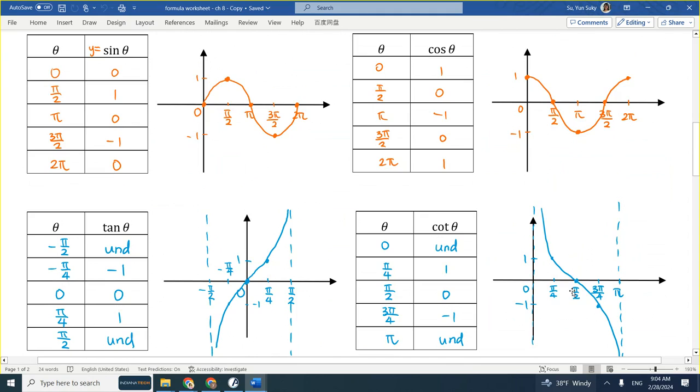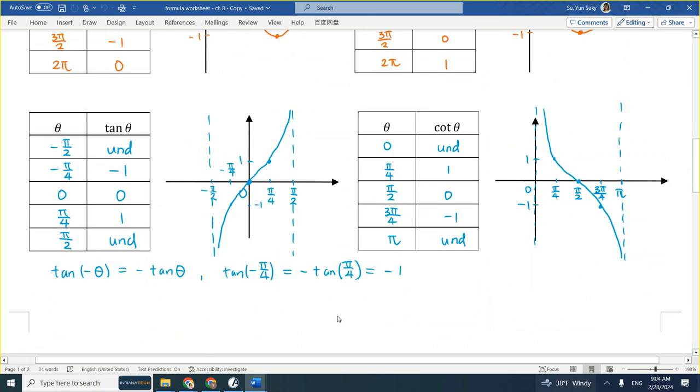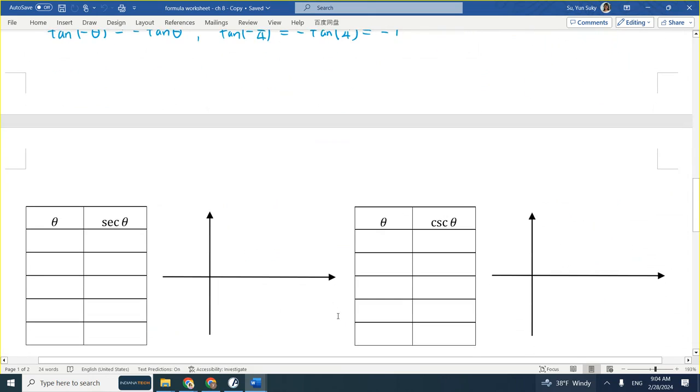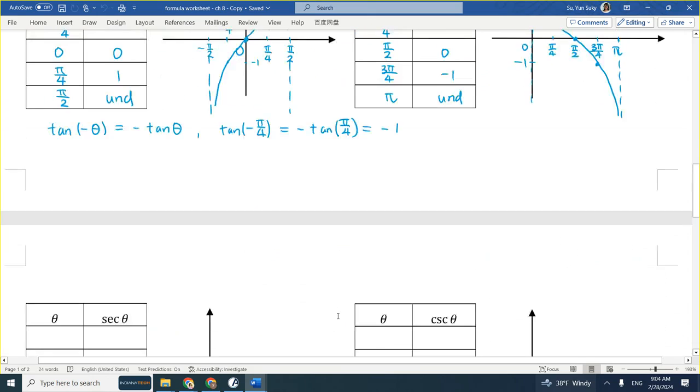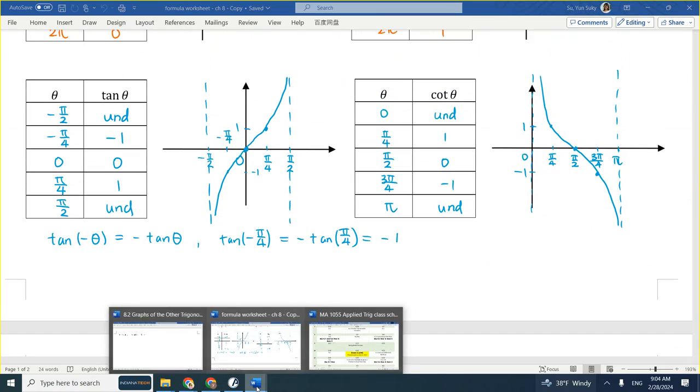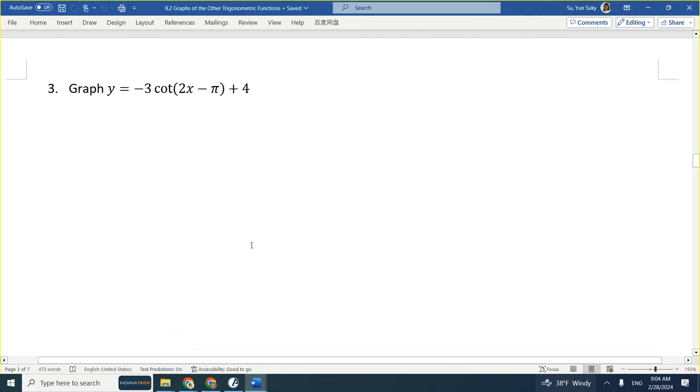Everybody remember the graph? If you don't remember, practice. Today, after we do one more example of cotangent, we will then talk about secant and cosecant, so then you will know all those 6 graphs. Let's continue to finish the example of cotangent.